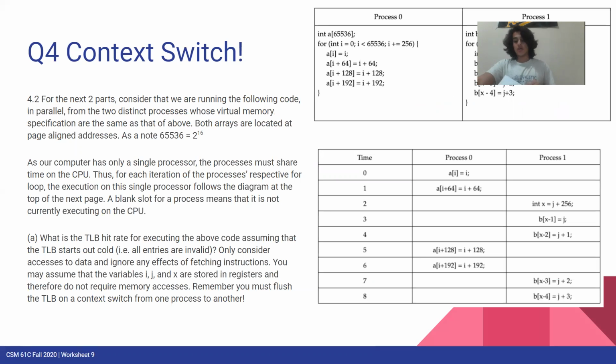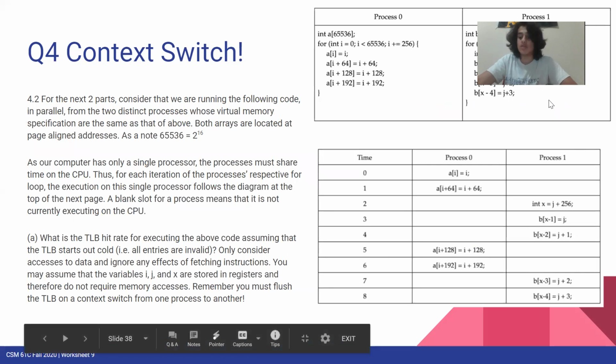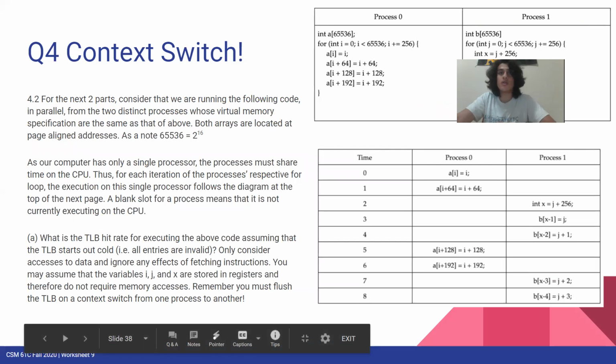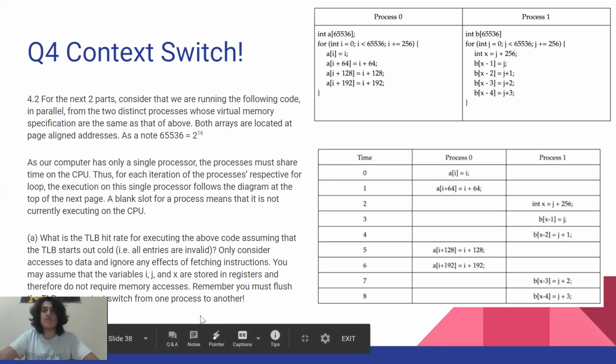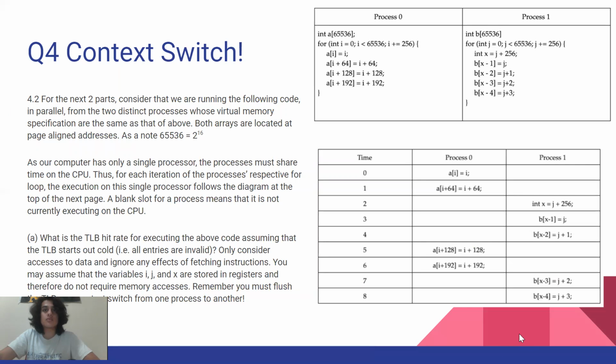Now we're dealing with the aforementioned context switch. We're going to run these 2 different processes, process 0 and process 1. I'm going to put my camera here. When we run them, we have these page aligned addresses. Our computer has only a single processor, so we share time on the CPU. And I think that's all we need for this one.